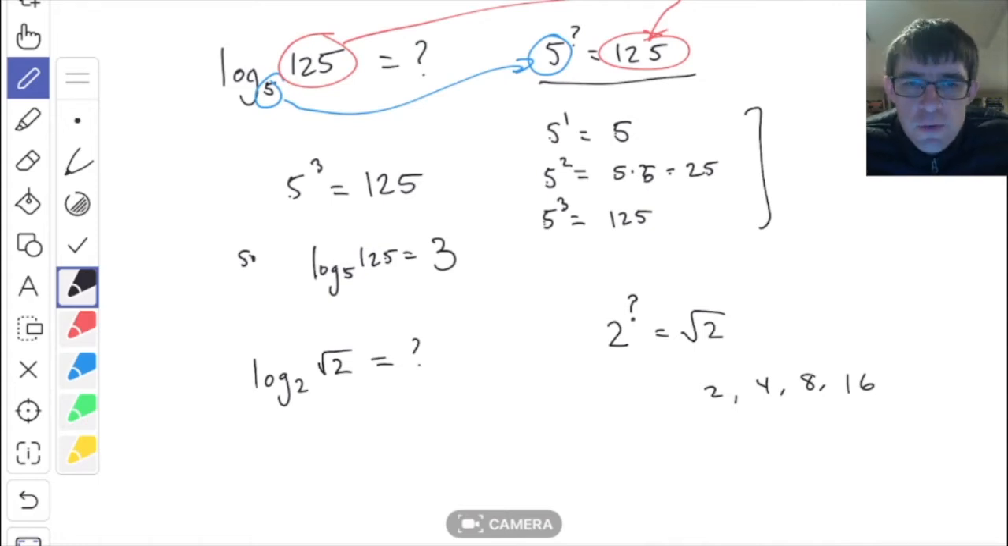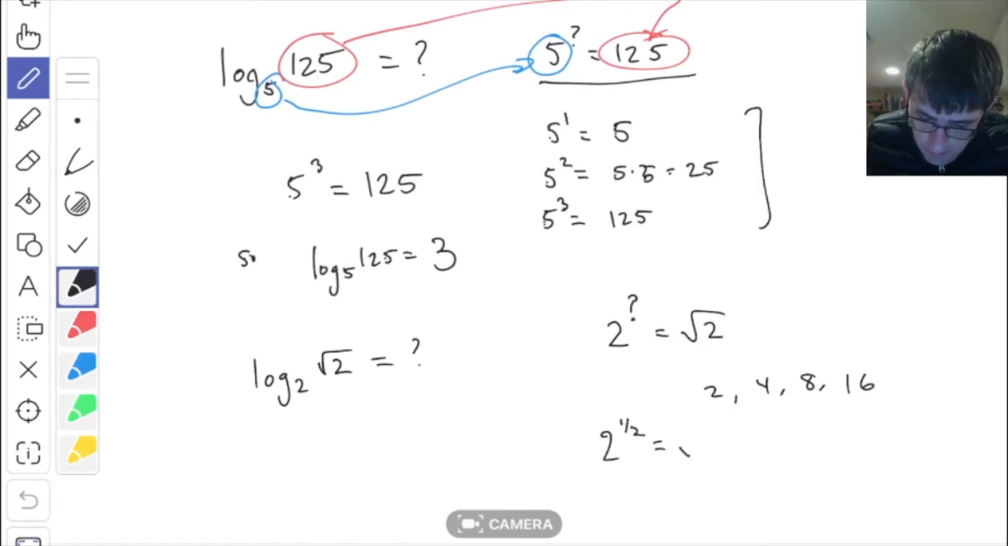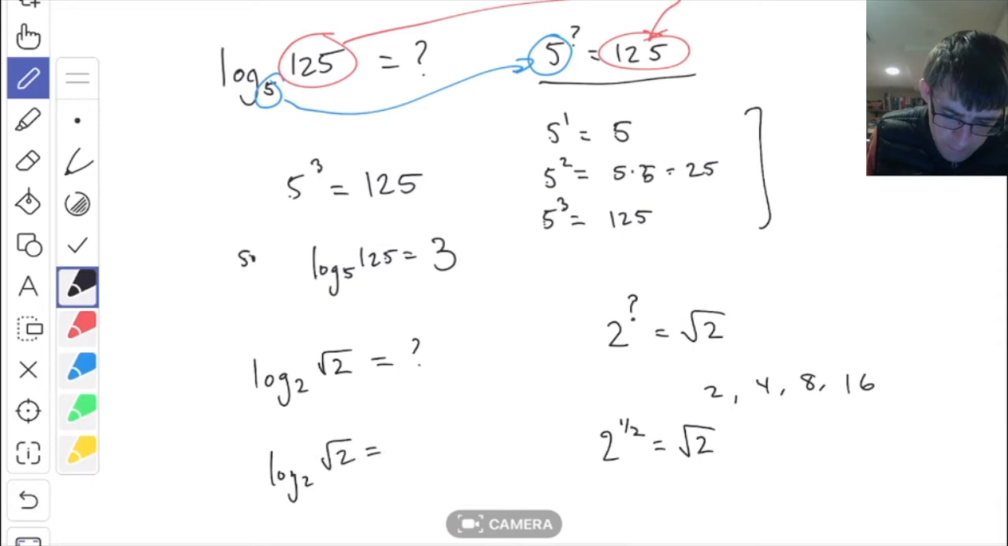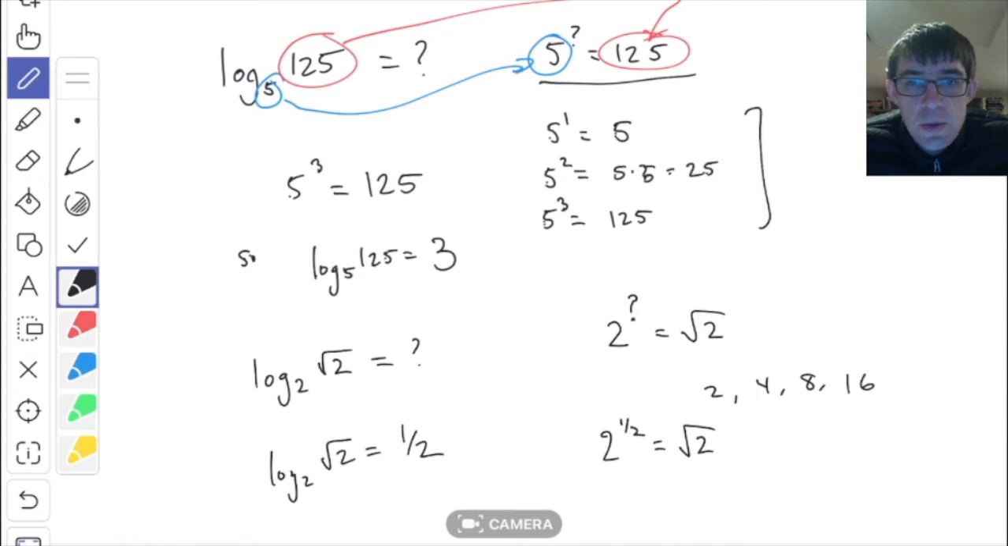You just have to guess by other means. Do you know anything about the square root of 2? Can the square root of 2 be expressed as some power of 2? I think it can. We do this all the time in this class. The square root is the same as the 1/2 power. So 2 to the 1/2 power is the square root of 2, and that means that's the answer to this logarithm. So log base 2 of the square root of 2 is 1/2, because 1/2 is the exponent required to make 2 to some power equal the square root of 2.